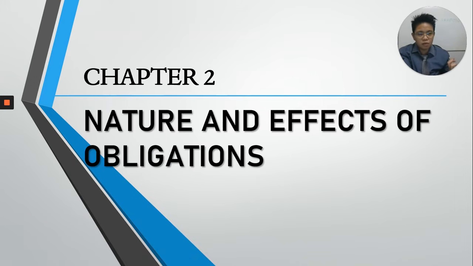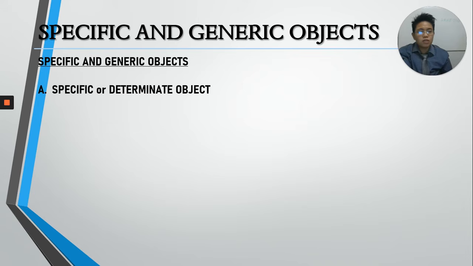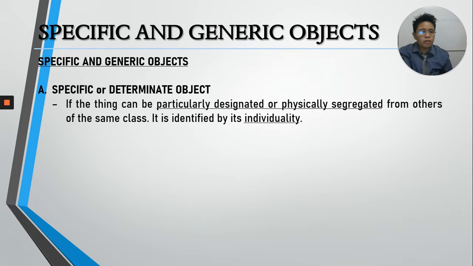Pero bago tayo magsimula dyan, remember, we first have to identify and differentiate kung ano yung mga specific and generic objects para mas lalo tayong magkaintindihan. So anyway, specific objects, or sometimes known as your determinate objects, pareho lang yan, they are the same animals. So they are objects which are particularly designated or physically segregated from others of the same class. It is identified by its individuality.